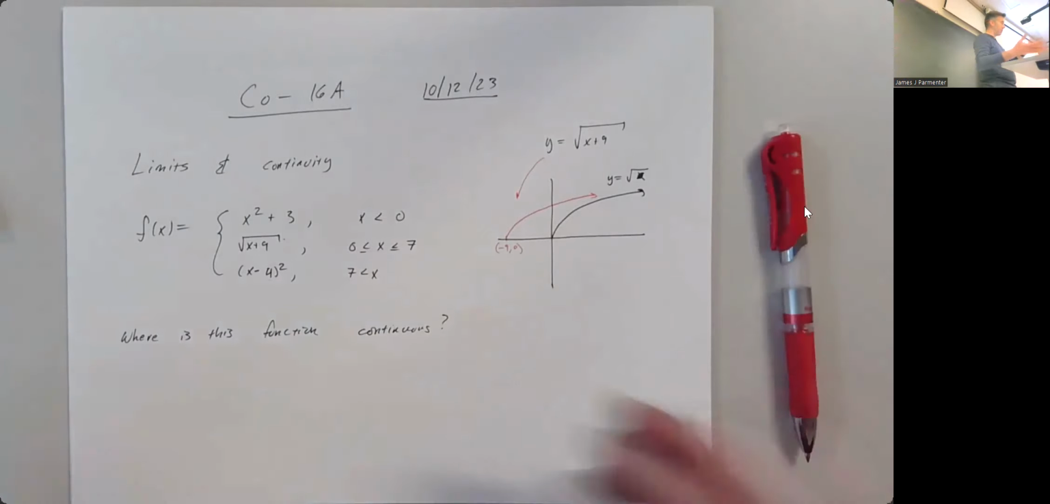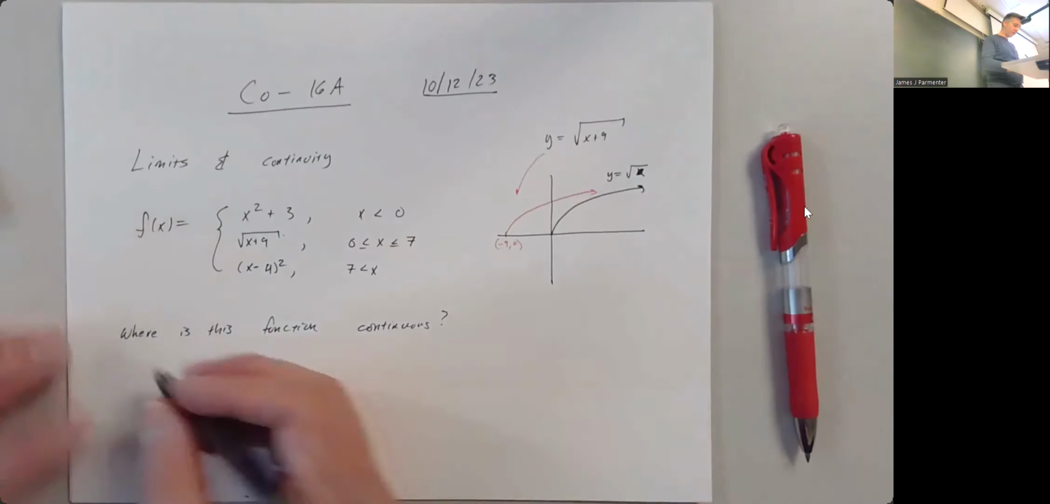So really, the way this question is phrased, we're only asking, is this function continuous at 0? And is this function continuous at 7? Because those are where we have the breaks. We know everywhere else it's for sure going to be continuous. We only need to check those two places. So let's check 0 first.